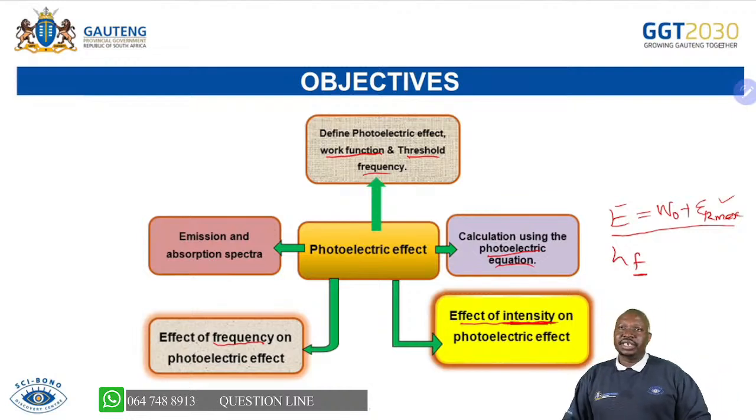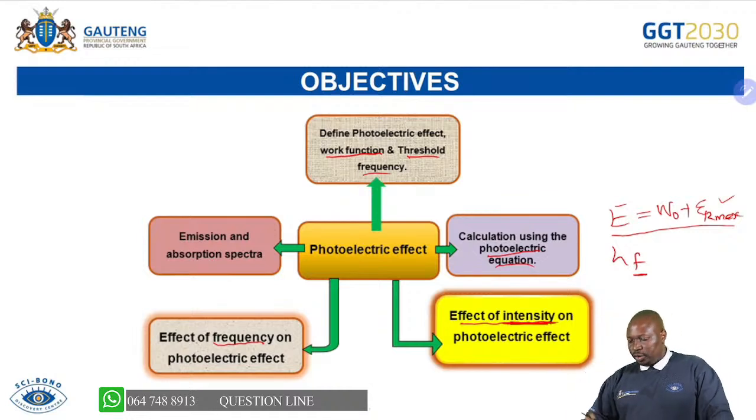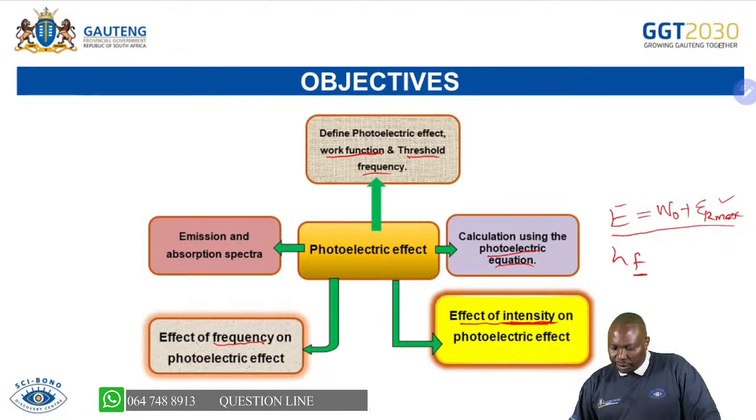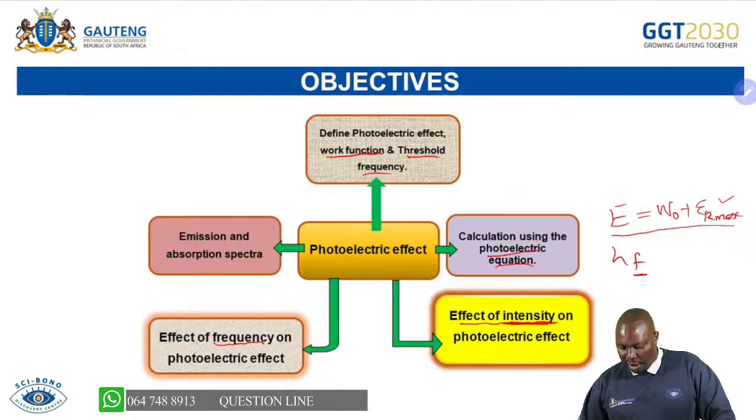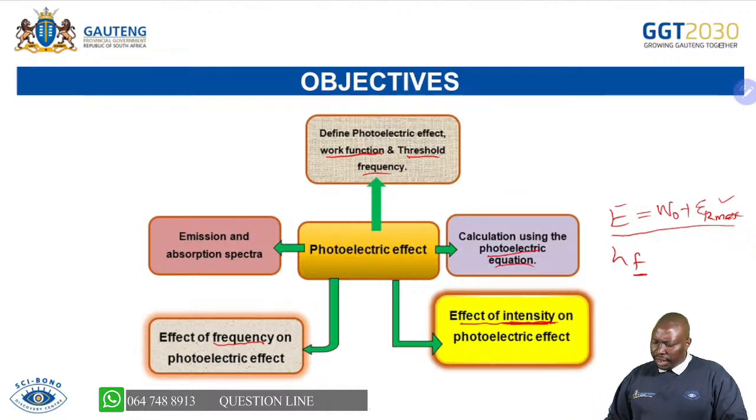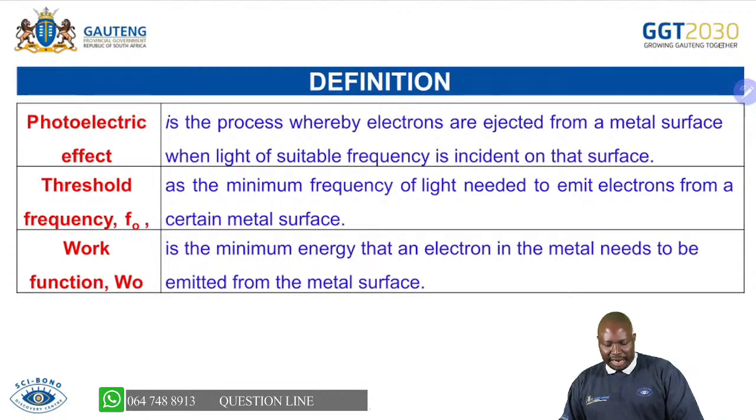So these are our objectives of this lesson, and you must be able to check at the end of this lesson that you know all that is in there. And if you know all this, we'll say you are ready for question 10, the last question of Paper 1, when you write your exams. Now, we start with the definitions, as I indicated.